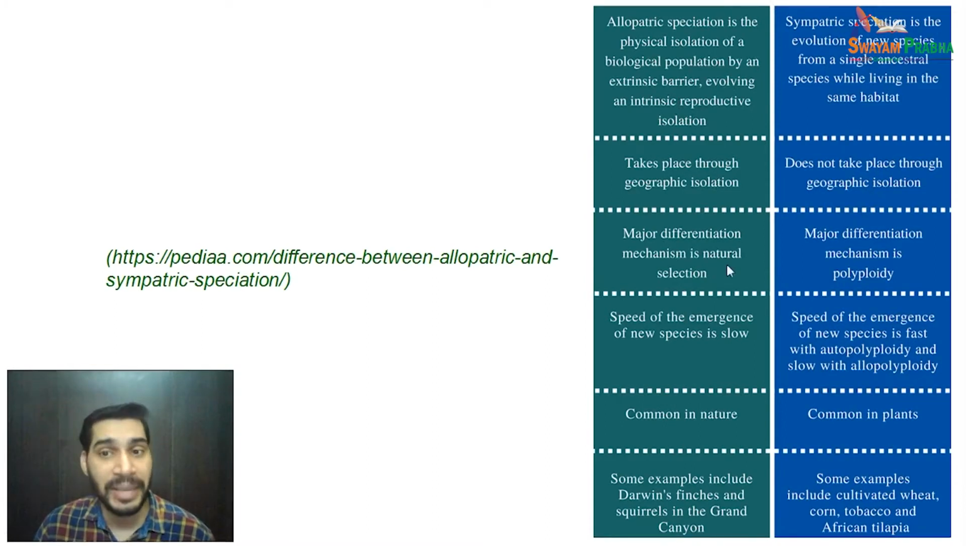The major differentiation mechanism is natural selection in case of allopatric speciation, whereas the major differentiation mechanism is polyploidy in case of sympatric speciation, or basically the genetic mechanisms. The speed of the emergence of new species is slow in case of allopatric speciation, whereas the speed of emergence of new species is fast with autopolyploidy and slow with allopolyploidy. Allopatric speciation is very common in nature, whereas sympatric speciation is more common, particularly in case of plants.